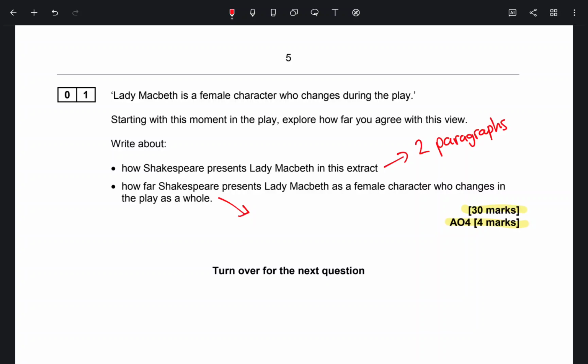Okay, and 2 paragraphs for the second bullet point. Okay, so in total, how many paragraphs are you writing? You are writing 4 paragraphs in total.